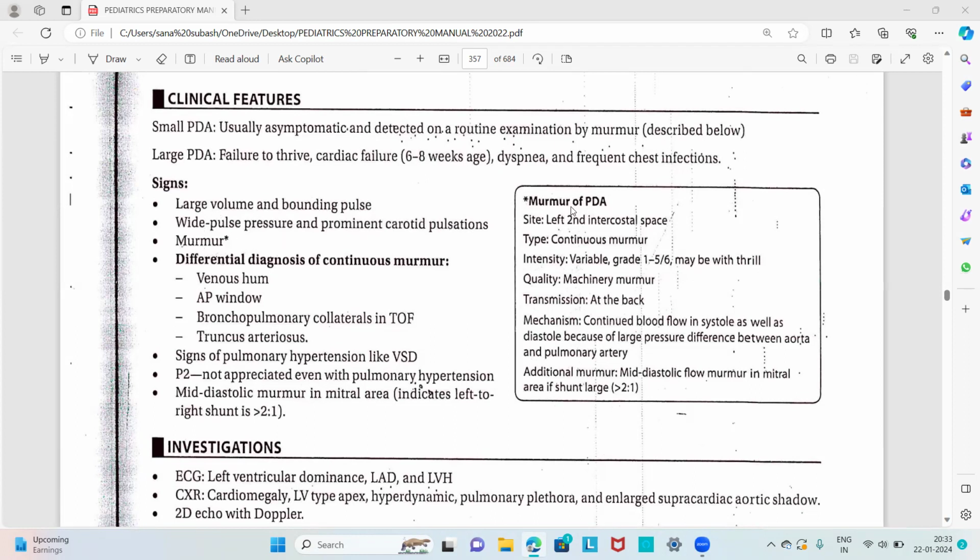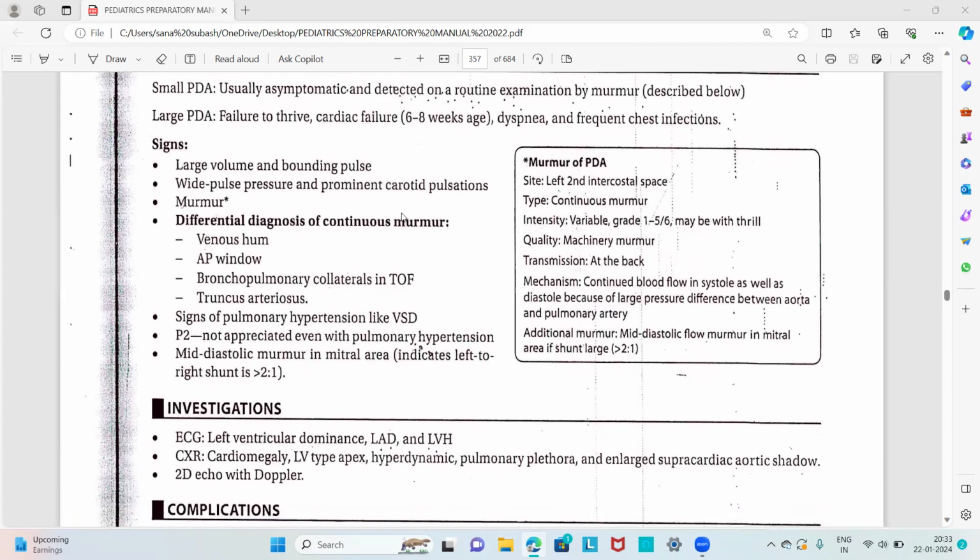The murmur of the PDA: the site is the left second intercostal space, the type is a continuous machinery murmur, and it is transmitted to the back, to the interscapular area. The mechanism is continuous blood flow in both systole and diastole because of the large pressure difference between the aorta and pulmonary artery during systole as well as diastole.